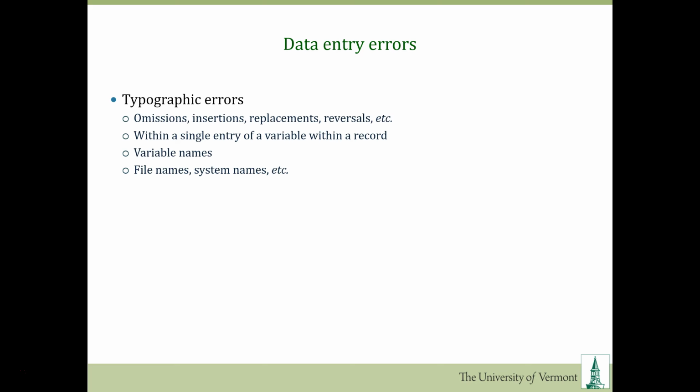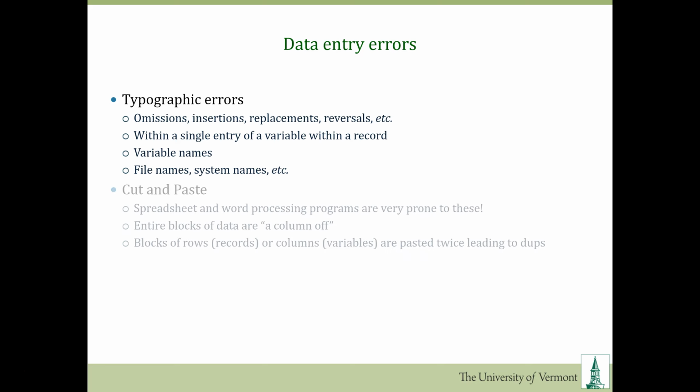Well, data entry errors can happen for a variety of reasons. Typographic errors such as omissions, insertions, replacements, and reversals can happen within a single entry of a variable within a record. They can also happen within variable names, within file names, system names, and command names. And so you can find them anywhere, and you've got to keep an eye out for them.